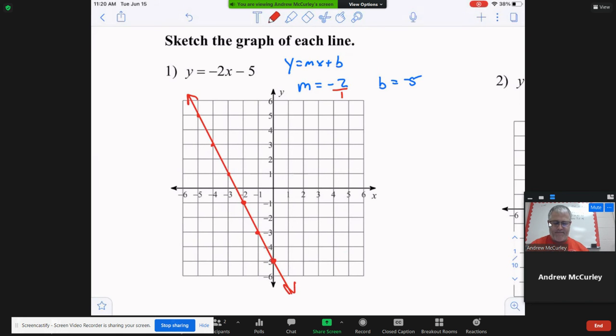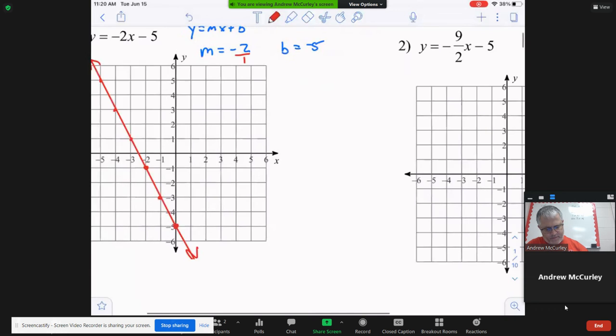But again, the biggest thing for me, it's upsetting when I don't have a negative slope. I know I've got a negative slope because of this -2 right here. I know that I have to be going down as I go left to right. Keep that in mind. A lot of times people will have an answer that looks like that, and that's, of course, wrong when we're going from slope-intercept form.